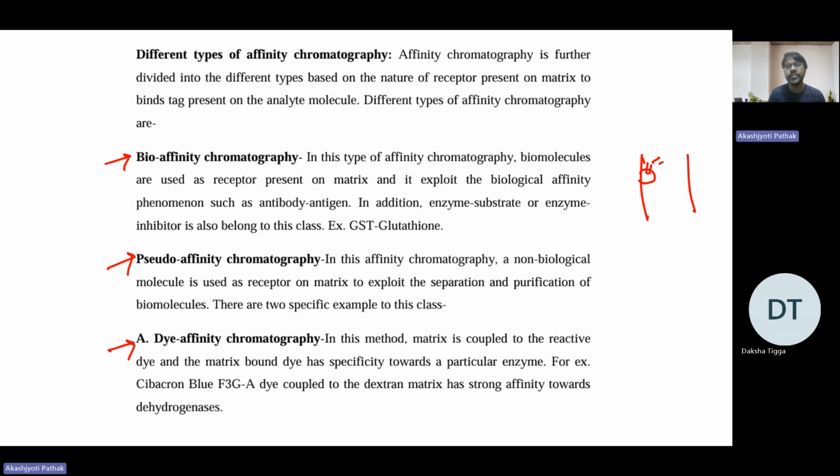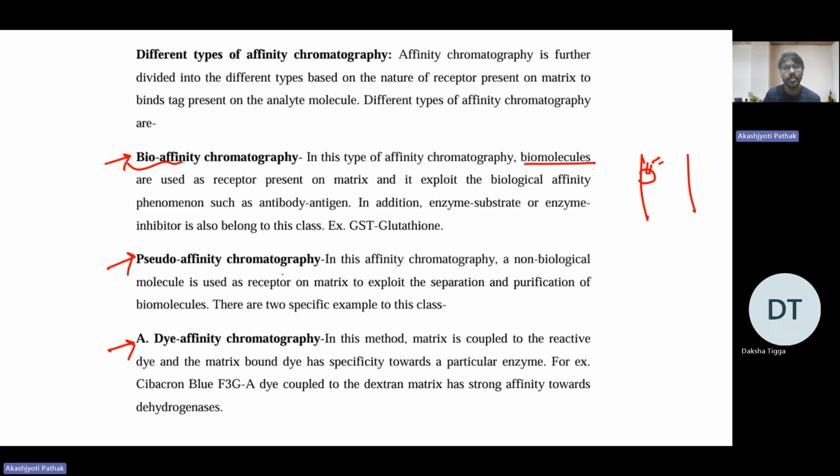So this GST-based purification is very regularly done in different labs. These are some basic concepts which you must understand. Bioaffinity is basically using a receptor, or it can be an enzyme, so you are using a biomolecule immobilized on the resin or matrix for separation of your protein of interest. That is bioaffinity.